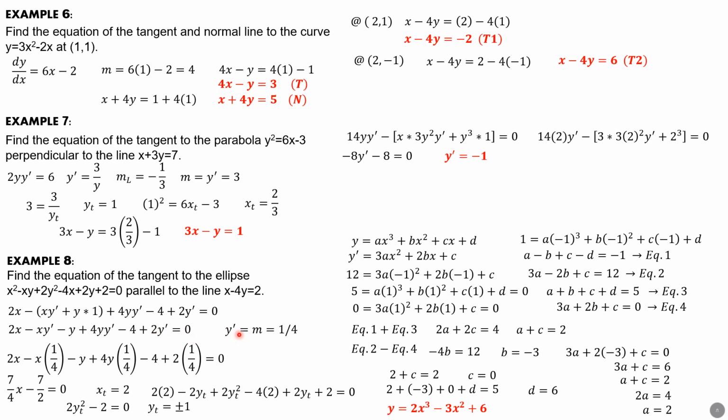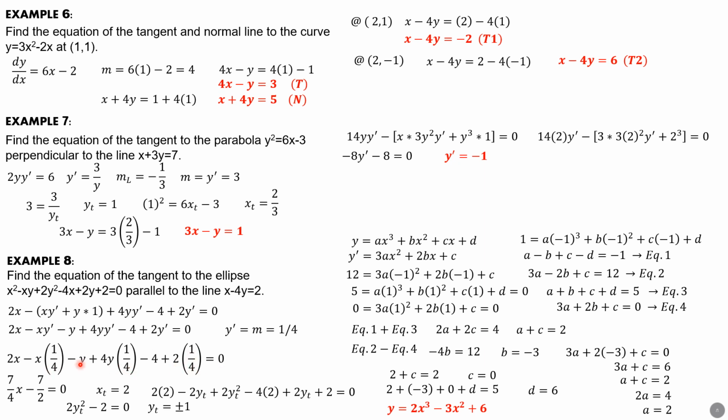So y prime is equal to the slope of this line also, because the tangent is parallel to this line. The slope of this line is negative 1 over negative 4, and that's positive 1/4. Substitute 1/4 for y prime here to relate the variables. 2x minus x times 1/4 minus y plus 4y times 1/4 minus 4 plus 2 times 1/4 equals 0.